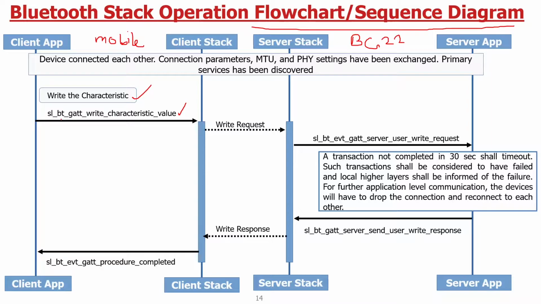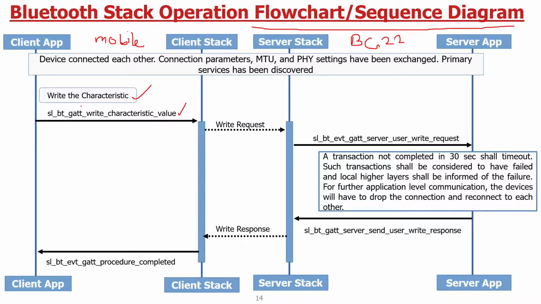Suppose you write a value, let's say for example the value 1. That will be triggered as an event. On the server side, those events will be captured in a switch case, and when the event occurs, the code will process. We will see all this.